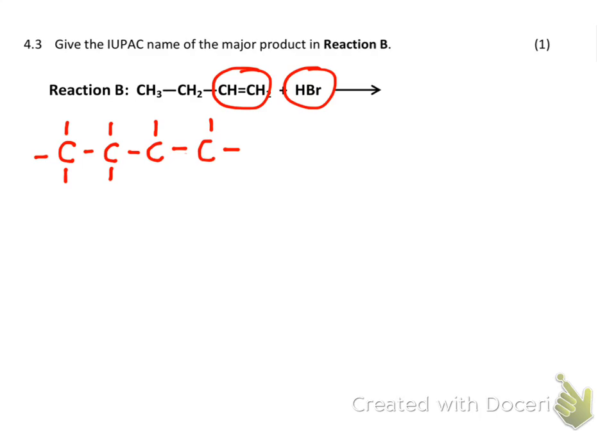There we have it. If we're going to break that bond and form two new bonds, we're then going to put hydrogen and bromine on one of those. And Markovnikov tells us that the hydrogen will go on the more substituted carbon, so that's carbon number 1, and the bromine will then go on carbon number 2, which means that the product is 2-bromobutane.